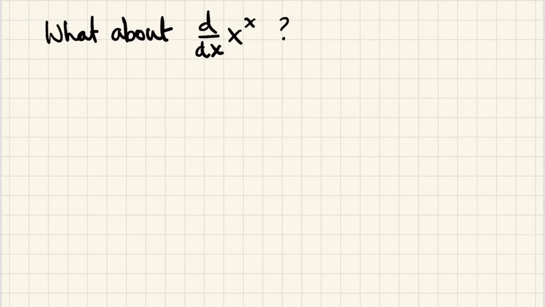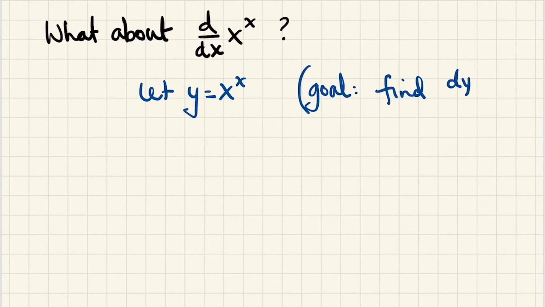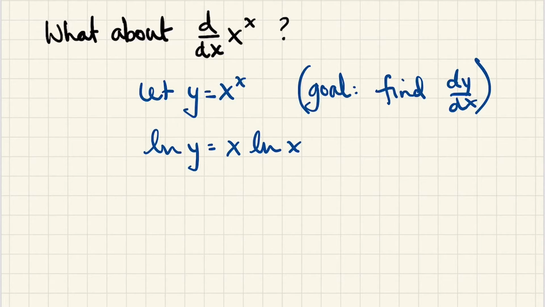So we actually just did it a moment ago, but let's quickly do it here. So we're going to let y equal x to the x, and our goal is to find the derivative of y. Okay, so we're going to take the ln of both sides, and I brought the x down in one move there. And now we go 1 over y times dy dx, taking the derivative implicitly.